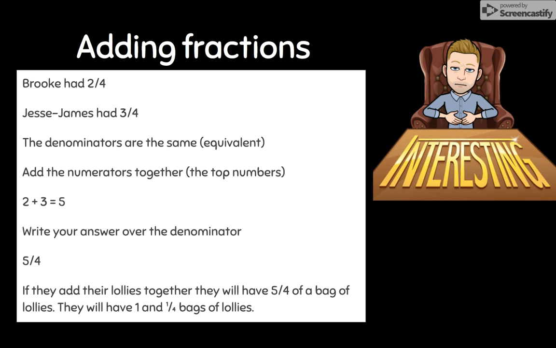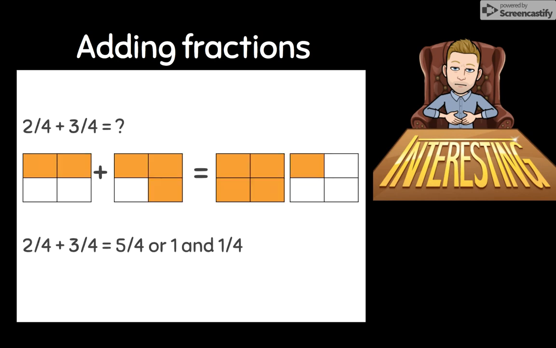What does that mean? The numerator is bigger than the denominator. When that happens, it's called an improper fraction, and it means we have more than one whole. So in this example, we have more than one whole bag of lollies. In fact, we have one whole bag and 1/4. So let's check that out visually.